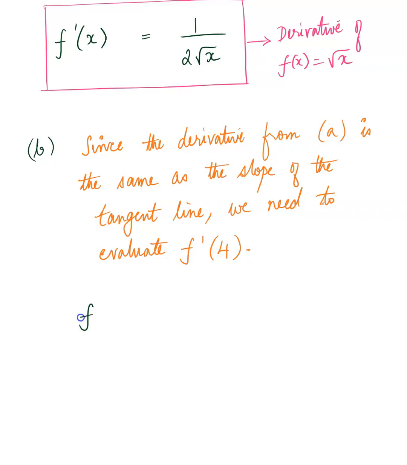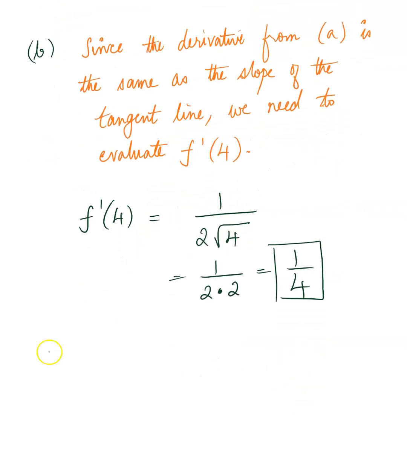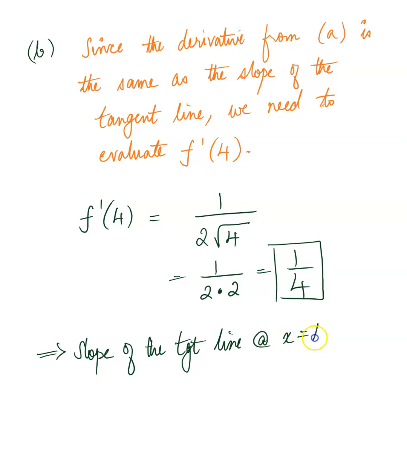Let's do that. So f prime of 4 will be 1 over 2 square root of 4, which is 1 over 2 times 2, which is 1 over 4. So the slope of the tangent line at x equals 4 is 1 over 4.